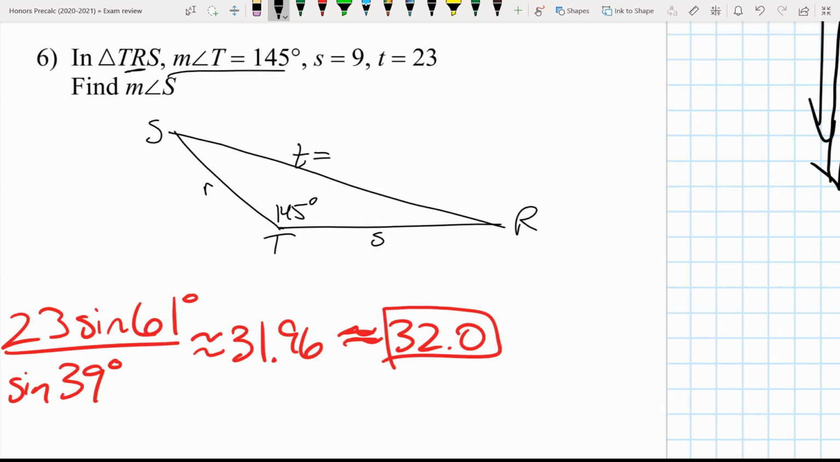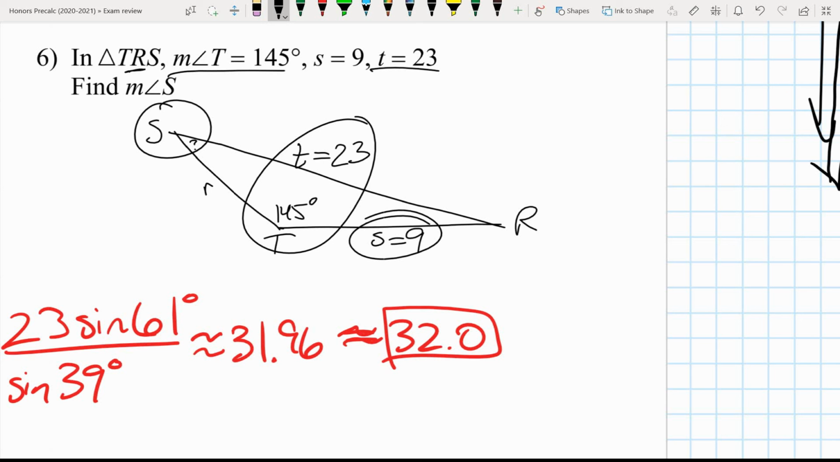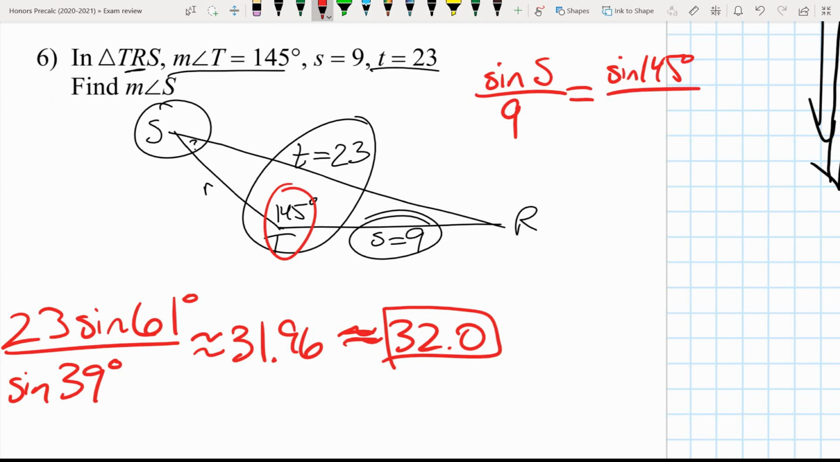So if we fill in what we know, we're told that little t is 23, little s is 9. Not given r, but we're asked to find what is this angle right here. Okay, but I do have the side associated with that, the s side, and then I've got big T, little t here. So I actually have everything I need to set this up. I'm going to start with saying sine of s over the side s, which is 9, is equal to sine of angle t, which is 145 degrees, divided by side t, which is 23.